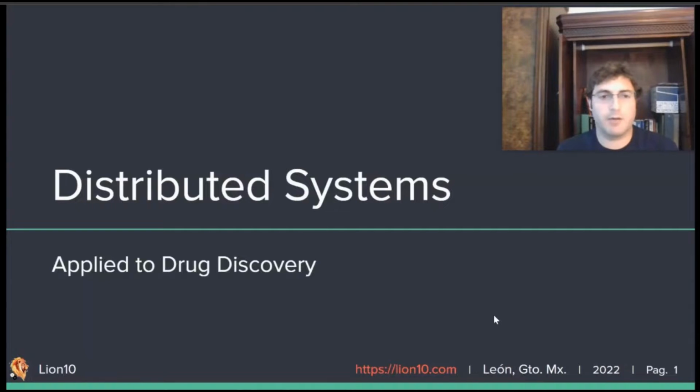Today we're going to be talking about distributed systems in general. And when I say general, I mean we're going to be talking about the computational aspect of distributed systems and also the storage layer, how that plays. And for this particular session, we're going to be applying distributed techniques to the domain-specific problem of drug discovery.